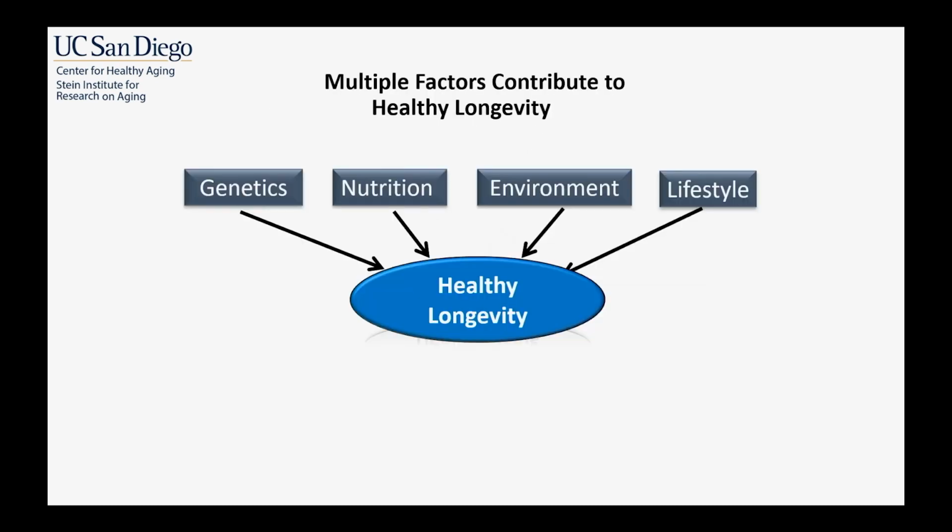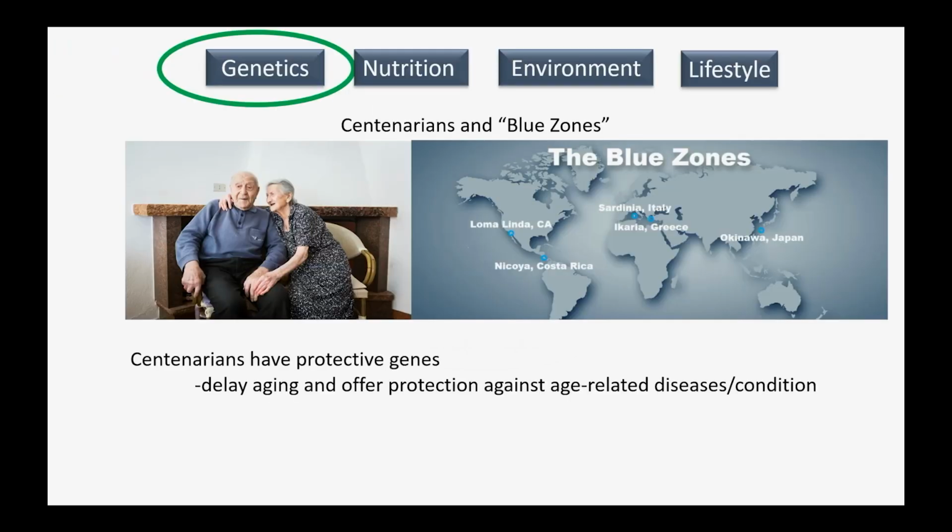And indeed, we know that there are multiple factors that contribute to healthy longevity. I'm sure you're familiar with these factors, things like genetics, nutrition, environment, and lifestyle. So let me talk a little bit about genetics. A lot of what we know about the role of genetics actually comes from our study of centenarians and people who live in blue zones. I'm sure many of you are familiar with blue zones. It turns out that centenarians have protective genes that seem to delay aging and protect against age-related diseases and conditions.